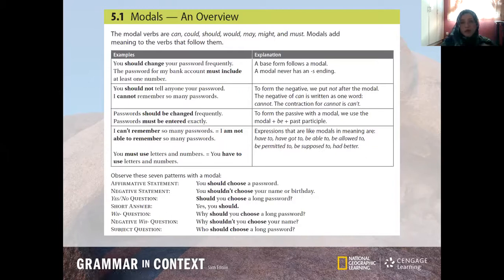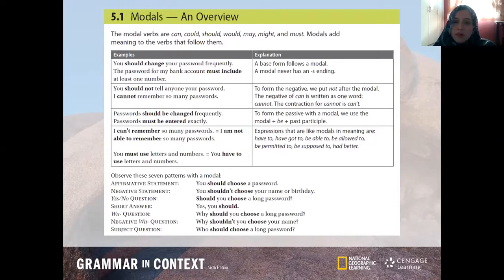Okay, whatever it is, the number one rule that you need to remember is that when you use modal verbs, the verbs that follow them will usually be in the base form. Okay, now let's look at the next note.